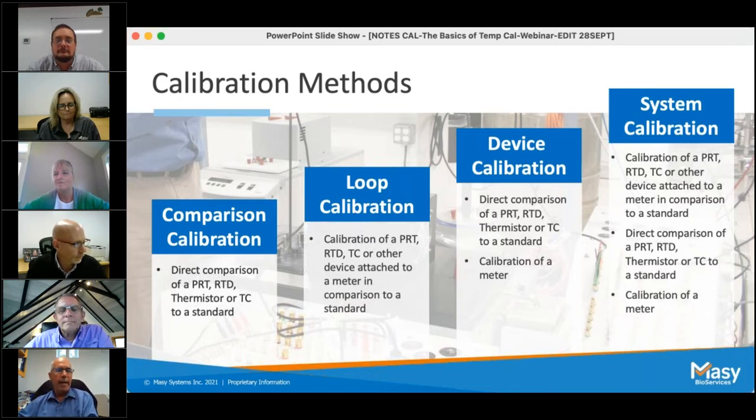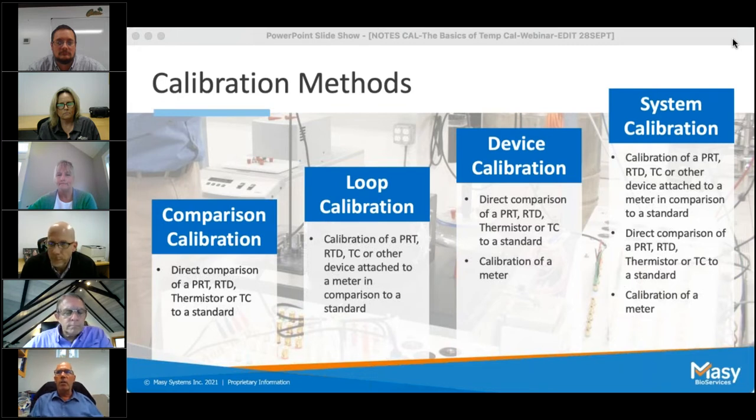Absolutely. There are several different calibration methods. Direct comparison of RTD, PRT, thermistor, or TRC, TC to a standard. Or the next one is a loop calibration, which is calibration of a thermistor device attached to a meter in comparison to a standard. Then we have device calibration, which is, again, direct comparison of a thermistor device to a standard and a separate calibration of a meter. And then we have system calibrations, which are calibrations of a thermistor device as found, typically in loop with the meter, then direct comparison of a thermistor device to a standard, meter calibration, and then an as left with a loop again of the thermistor device connected to the meter.